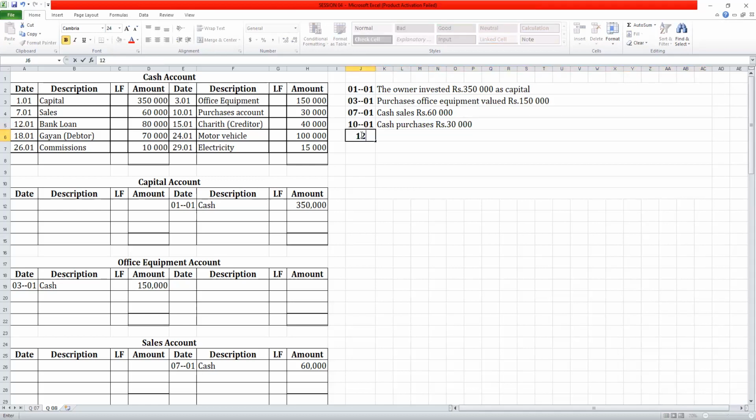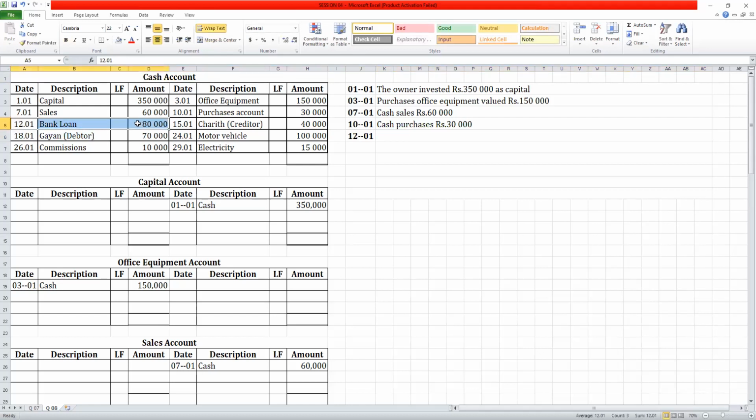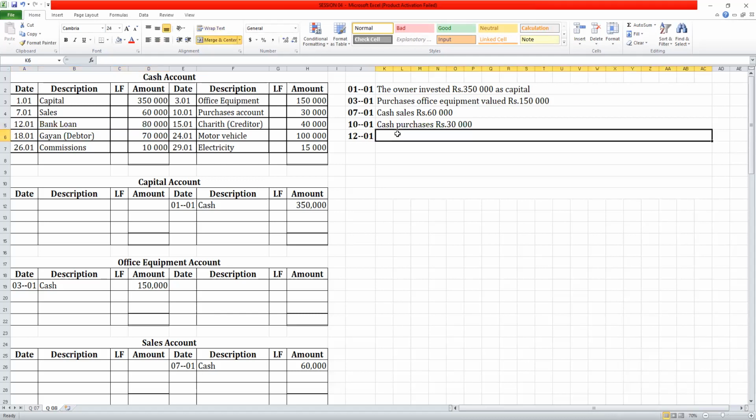Tell me the next transaction, 12th of January. Wait, let me tell you the double entry. Cash account debit. You have to prepare another account to answer the second requirement, bank loan. And the bank loan credit 80,000. What is this transaction?